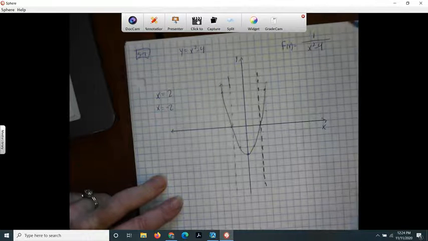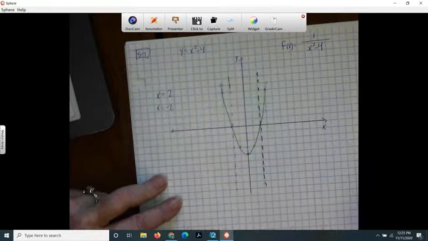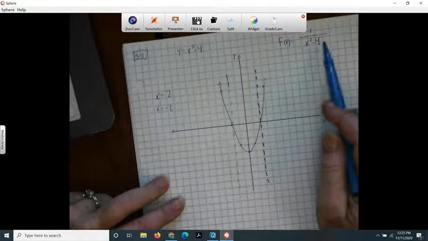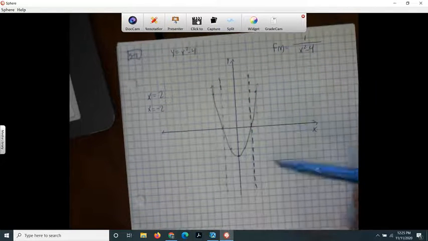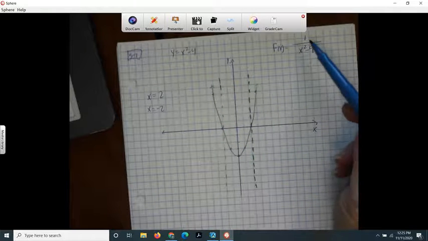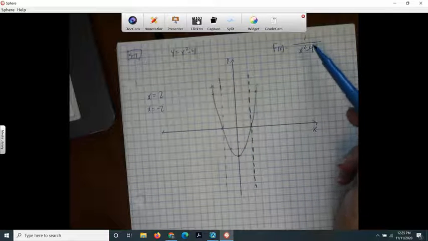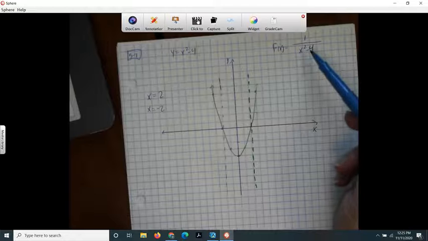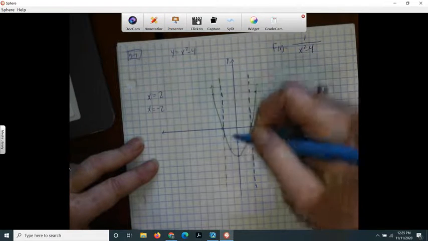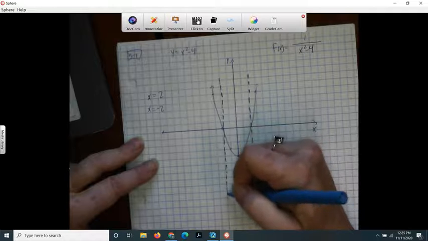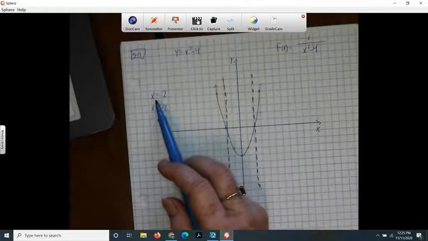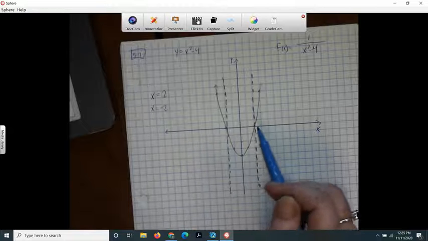So everywhere where the original graph is 0, it's going to make this denominator 0. So basically these two x-intercepts are where this original graph is 0. When we have something that's undefined, the graph can't go there, so we make these asymptotes. So this graph is undefined here. And then I wrote the equations of the asymptotes, x equals 2 and x equals negative 2.